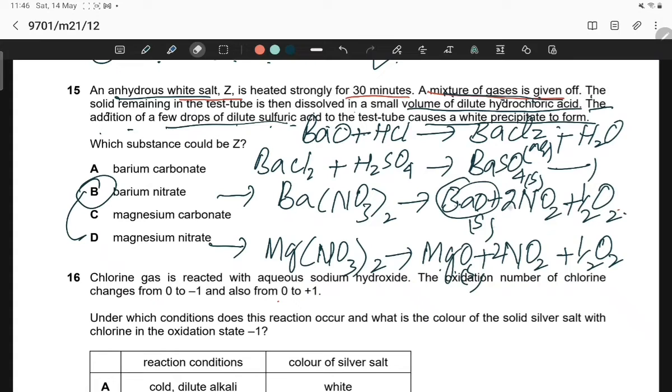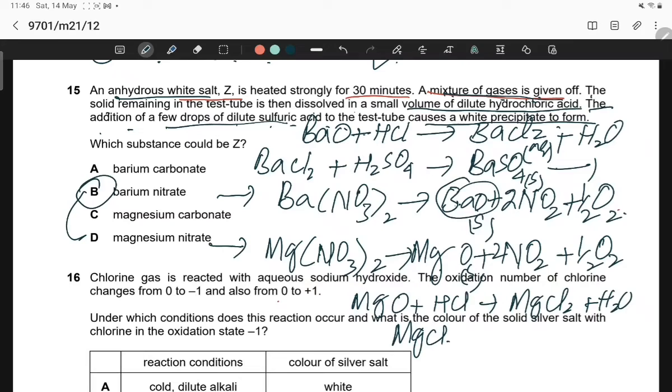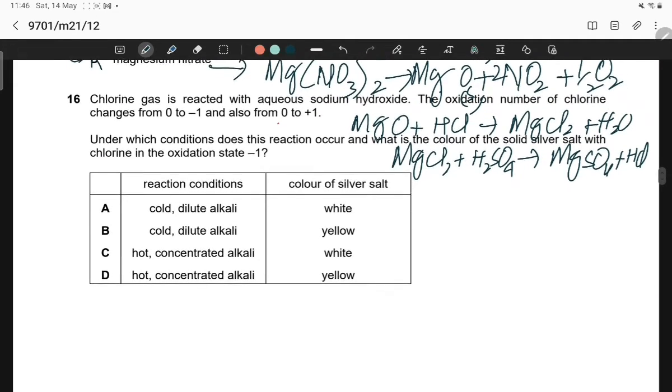Magnesium chloride and magnesium sulfate are soluble salts. When we add hydrochloric acid to magnesium oxide, magnesium chloride is formed: MgO plus HCl forms MgCl2, an aqueous salt. And when we add sulfuric acid, aqueous magnesium sulfate is formed. So this is incorrect. This one must be correct. The others are incorrect: one gas and two gases, but just soluble salts are formed in all cases. Question number 16.